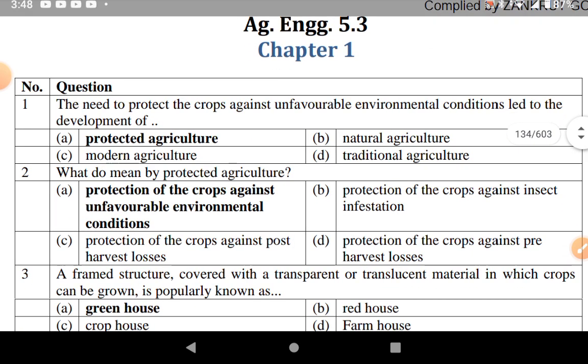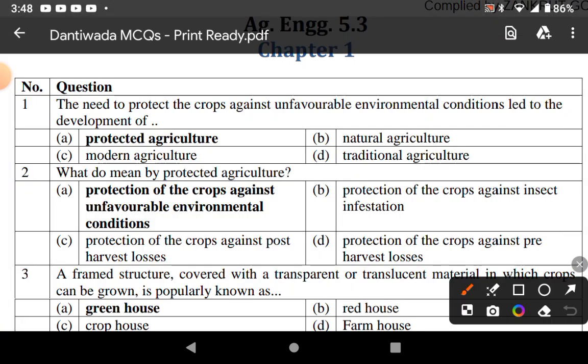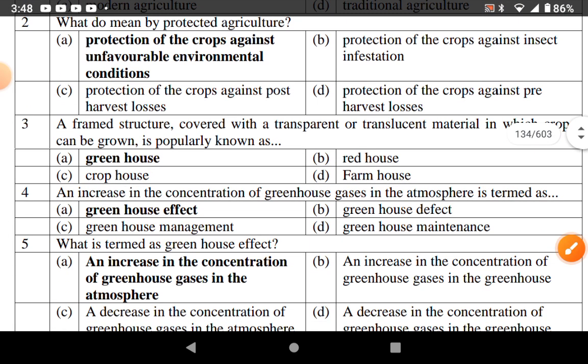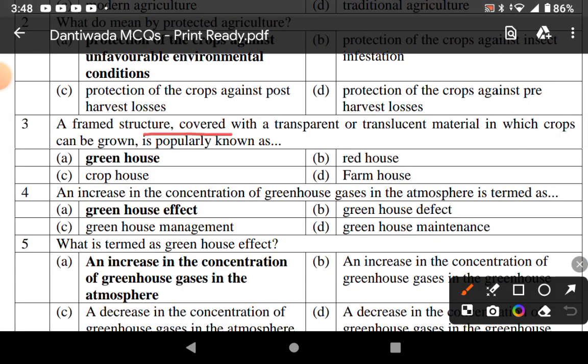Agriculture Engineering, Chapter 1. The need to protect crop against unfavorable condition led to the development of protected agriculture. What do you mean by protected agriculture? It is the protection of the crop against unfavorable environment condition. A frame structure covered with a transparent or translucent material in which crop can be grown, popularly known as greenhouse.